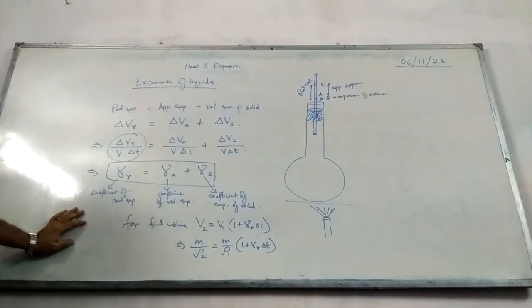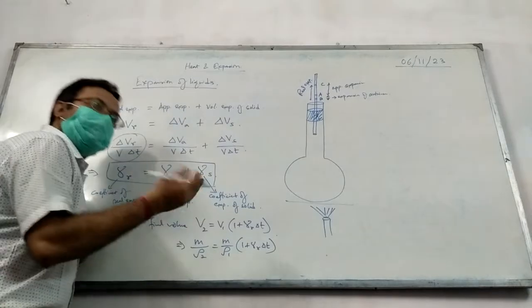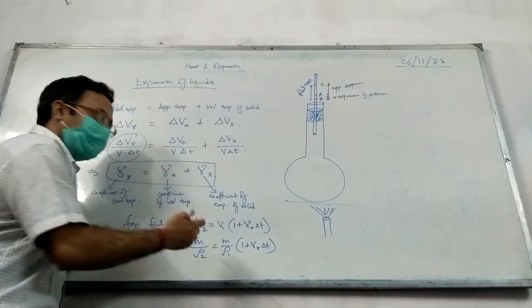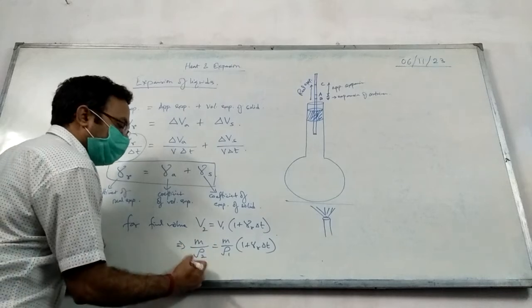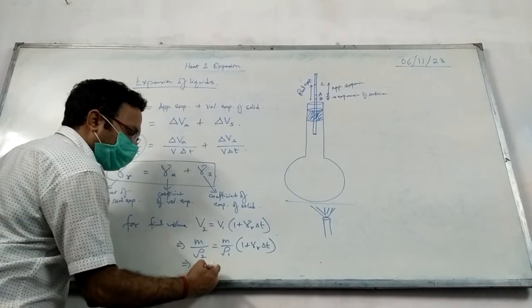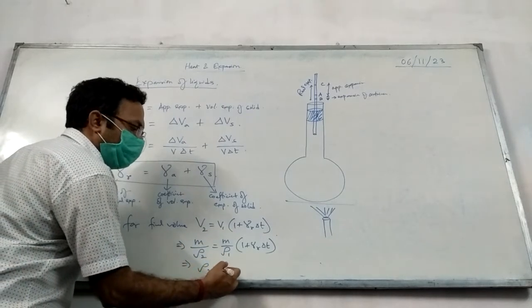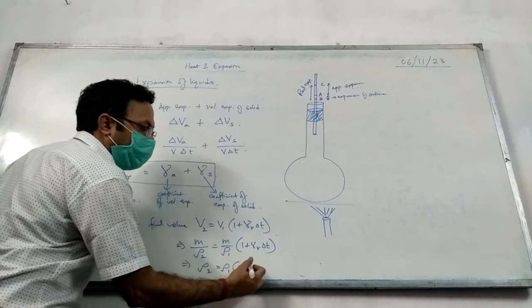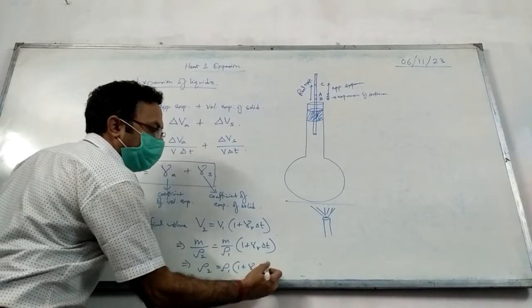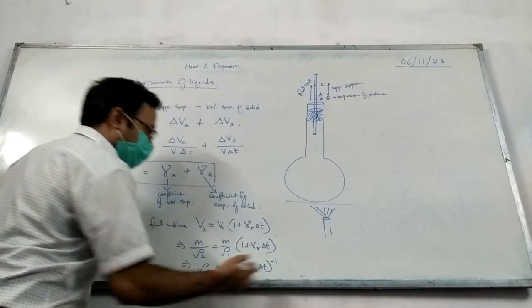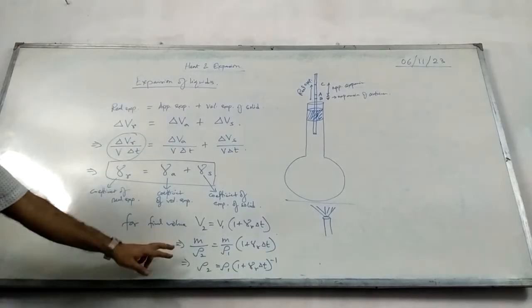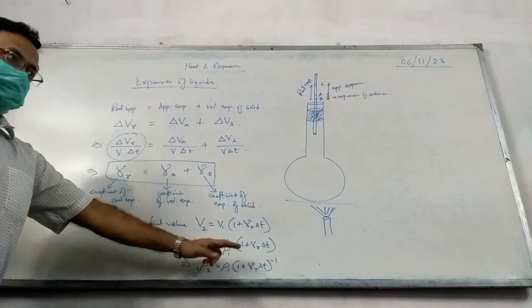What am I writing? Nothing, I am just writing volume as mass by density. Now mass was the same in both situations, mass does not change with temperature, so we can cancel this out from both sides. So what we get is rho 2 equal to rho 1 into (1 plus gamma R delta T) whole to the power minus 1. Do you agree with this? Yes sir, I just made a reciprocal.